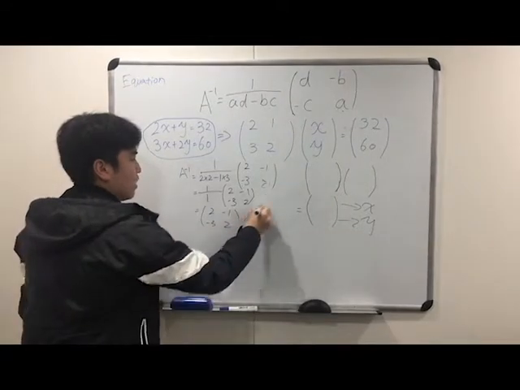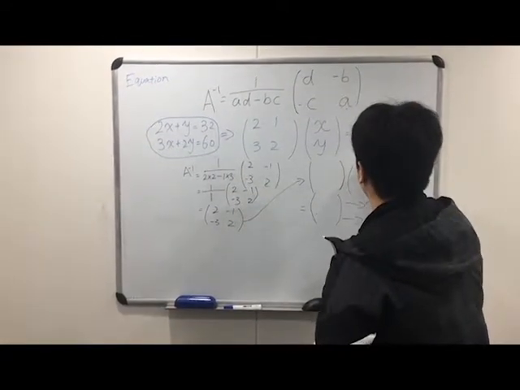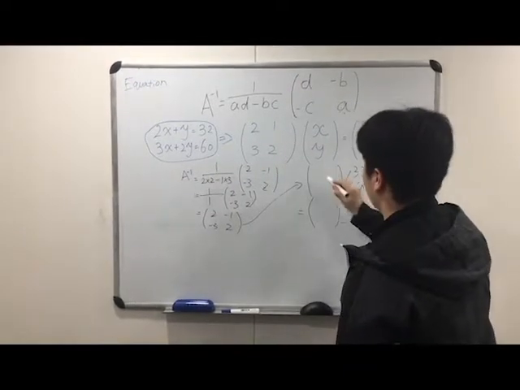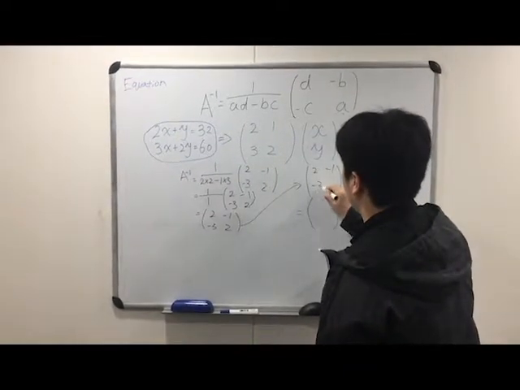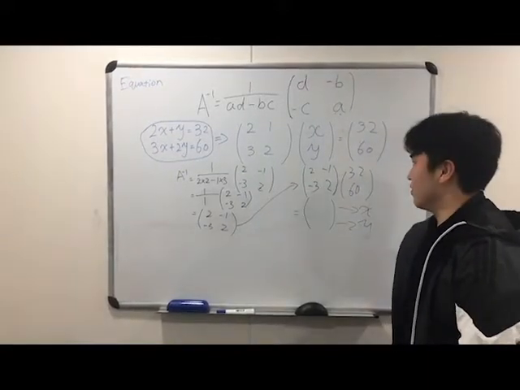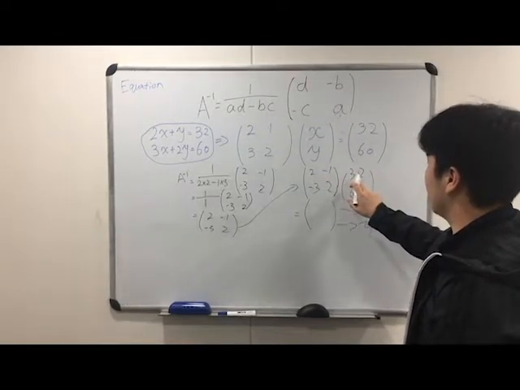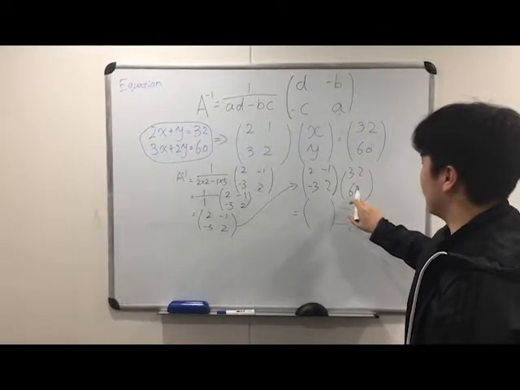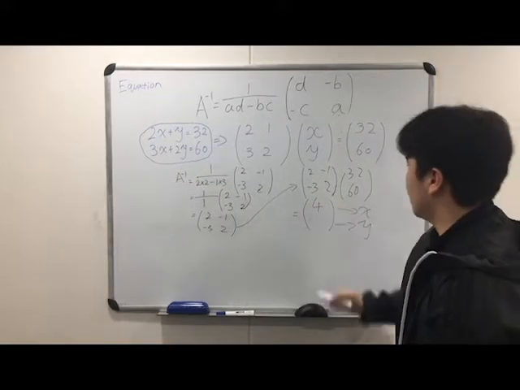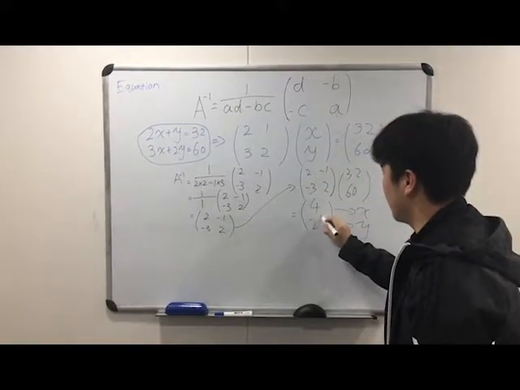Now to get x and y, simply times by 32 and 60. Using the method that Kalajero mentioned before, multiplication of matrices. So 2 times 32 plus negative 1 times 60 gives 4. And negative 3 times 32 plus 2 times 60 is 24.